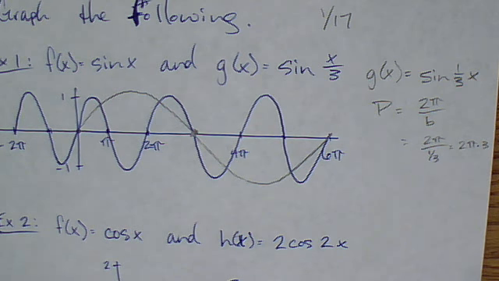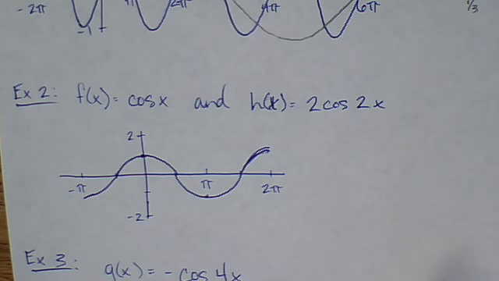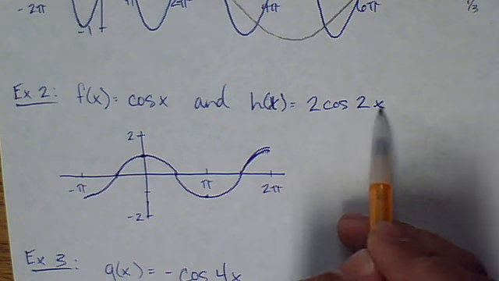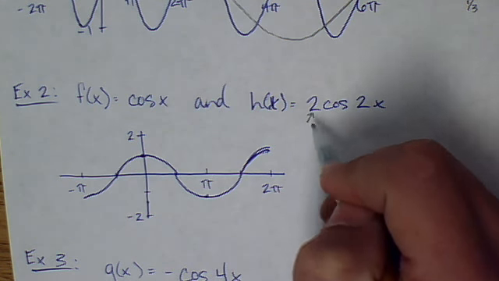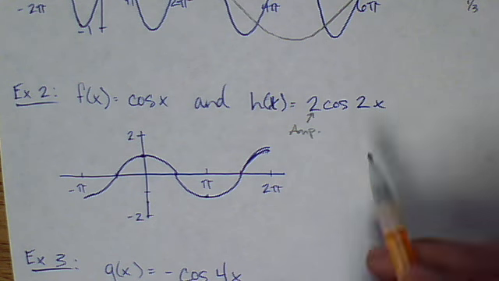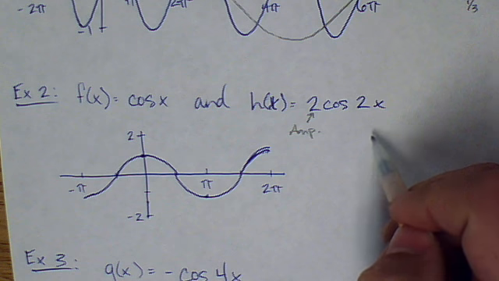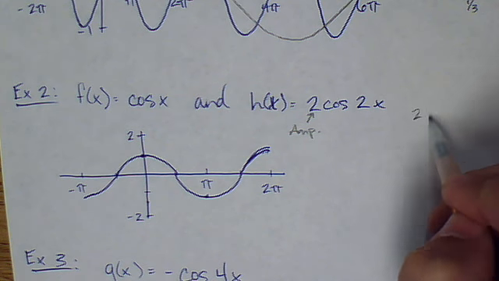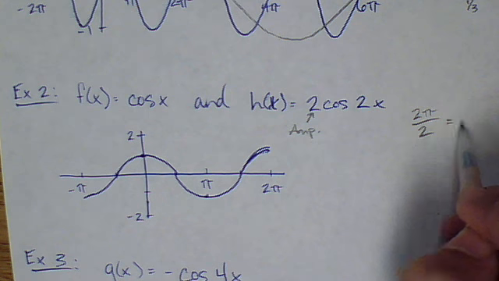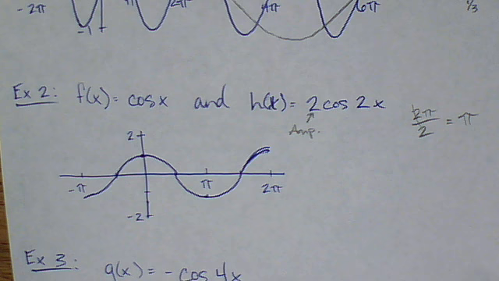Okay? The next one, I've drawn cosine x right there. Now we're going to graph 2 cosine 2x. So this right here is the stretch. That's your amplitude. And then right here I have a horizontal shrink. So I'm going to take 2 pi over my b, which is 2. That crosses out. So now I have a period of pi.